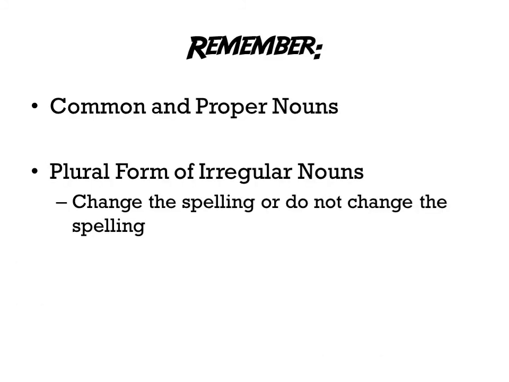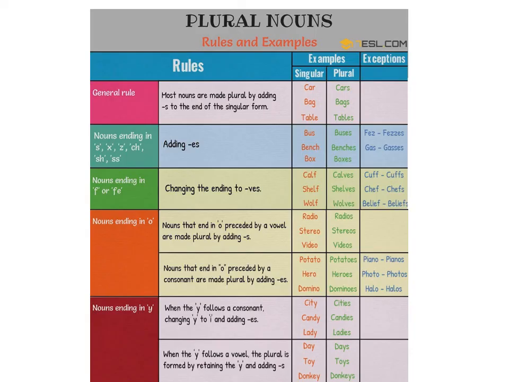Okay, so now remember, for common nouns, these are written in small letters and they are the nouns that are general. When we say proper nouns, these nouns are specific and they are written in capital letters. The next one, the plural form of irregular nouns, we change the spelling or do not change the spelling. Now, as for the rules in plural nouns, you just have to remember, most of the nouns are made plural by adding s to the end of the singular form. And then nouns ending in s, x, z, ch, and ss, we only add es to them.